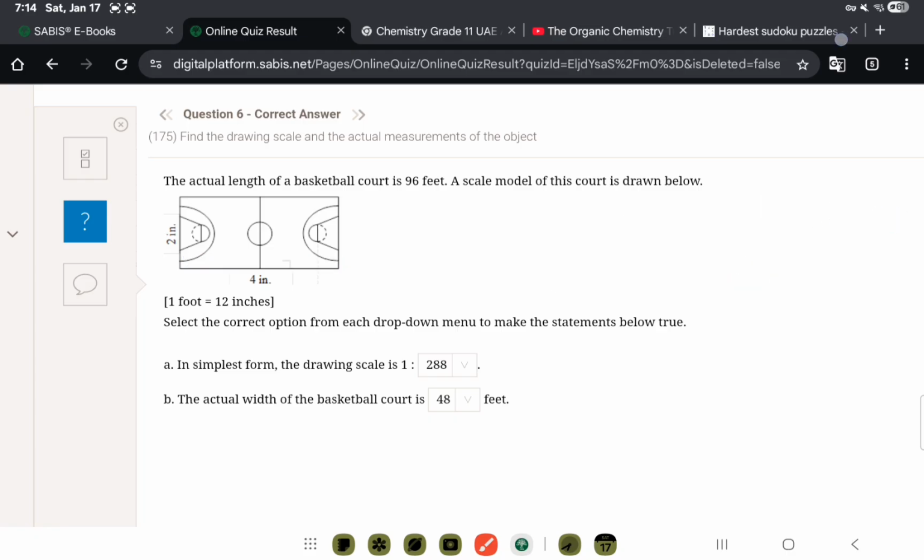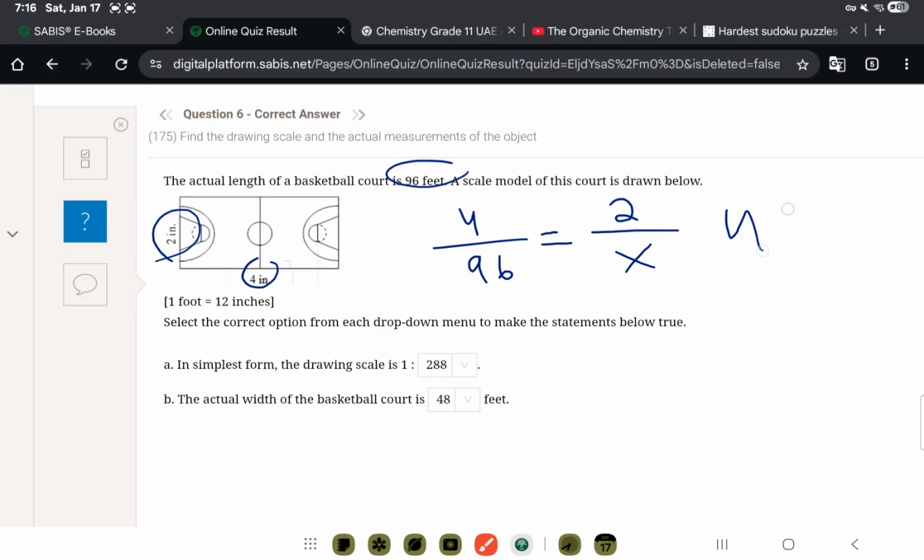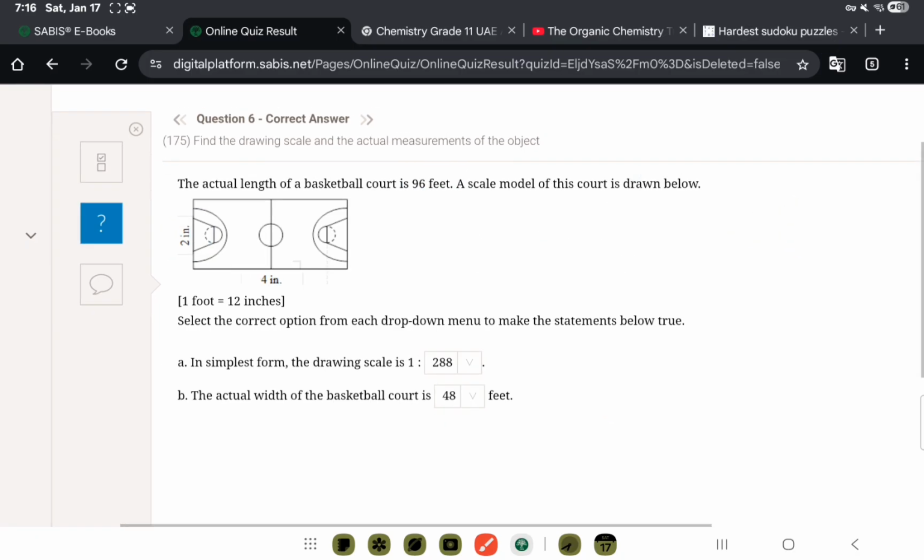Okay, that's it for this one. The actual width. Now, what you do, it's the drawing for the length, 4 over 96, and then equals, we have this here, so we do 2 over x. Cross multiply, and you get 48. Okay, that's it.